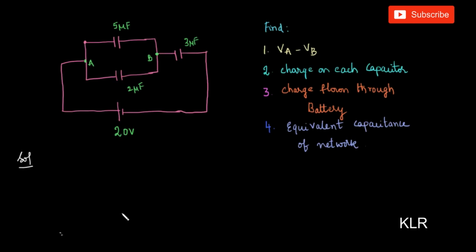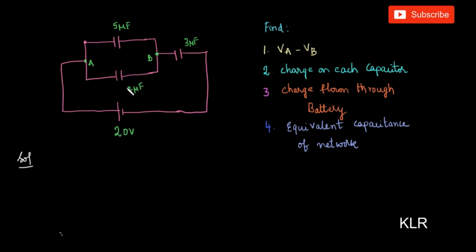Today we are going to discuss circuit analysis. There is a circuit which is given. 5 microfarad, 2 microfarad and 3 microfarad capacitors are connected in the circuit as shown in the figure to a 20 volt battery. Now we have to find the potential difference VA minus VB.